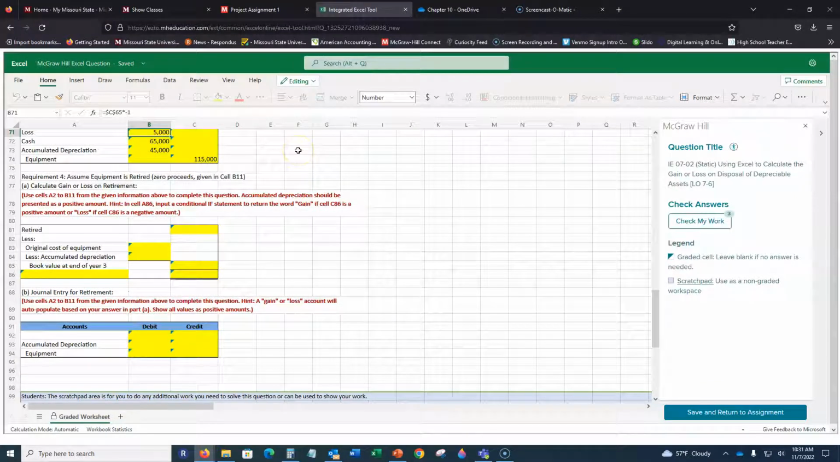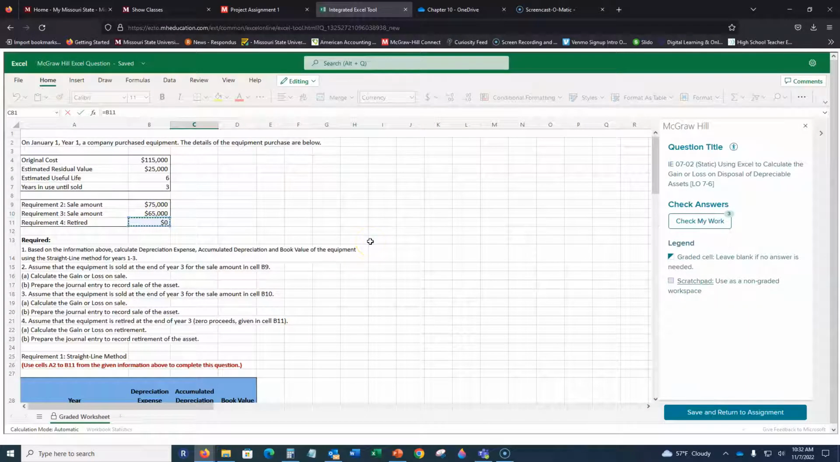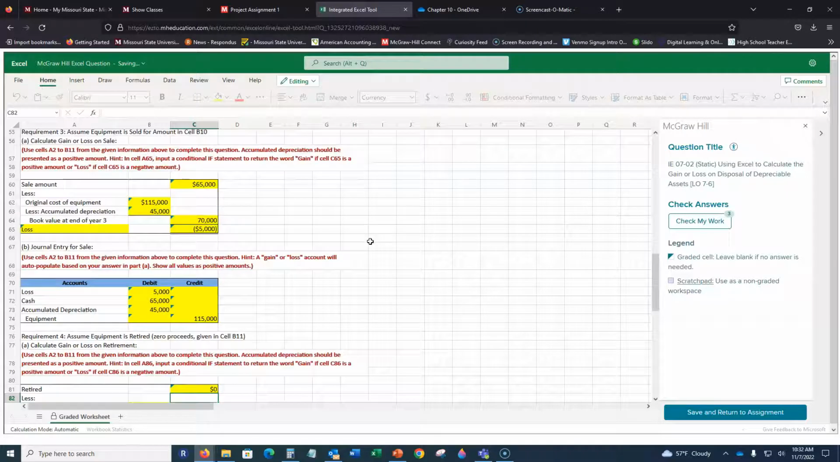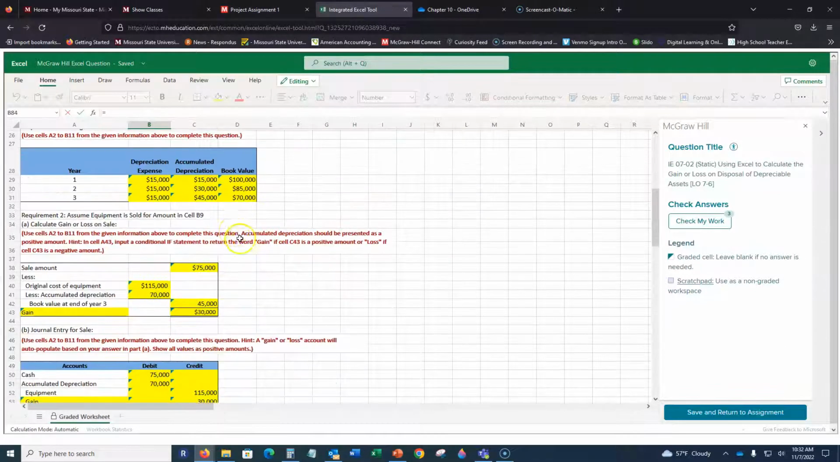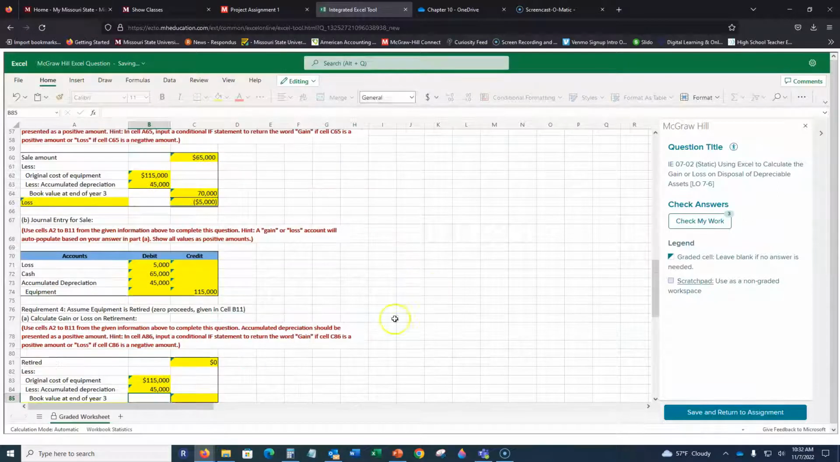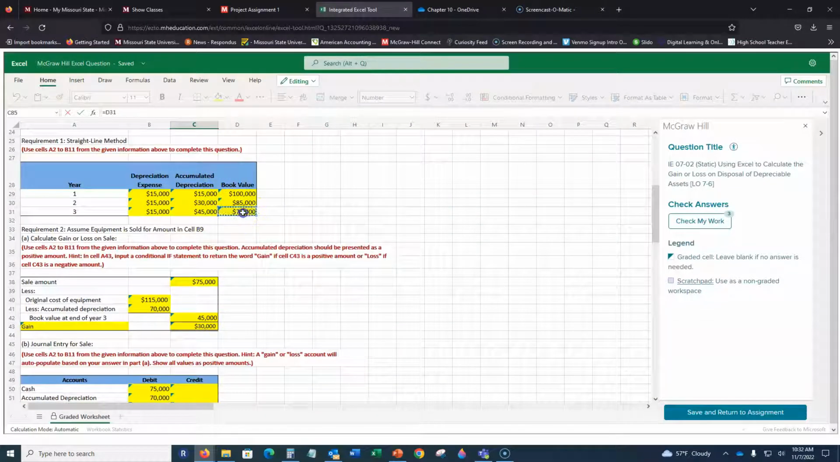All right, so for retirement 4, we're going to assume that the equipment is retired, okay? Meaning we couldn't sell it, it wasn't worth anything, we didn't get any money from it, so we sold it for $0, technically. We got $0 for it, right? So again, use cell B11 there to get your $0. The original cost of the equipment, again, is A4. Accumulated, B4 actually, right? The accumulated depreciation, we just pull from here. Book value at the end of year 3, we're going to pull from here.